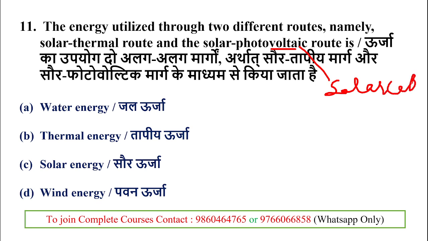So using solar cells, the solar photovoltaic route converts solar energy directly into electricity. For the solar thermal route, you can relate that the solar cooker is an example. Both the solar thermal and solar photovoltaic routes are important ways of utilizing solar energy. You can get that from the question also: solar energy is used through two different routes. That is the important part of the question. The first is the solar thermal route, and the second is the solar photovoltaic route.